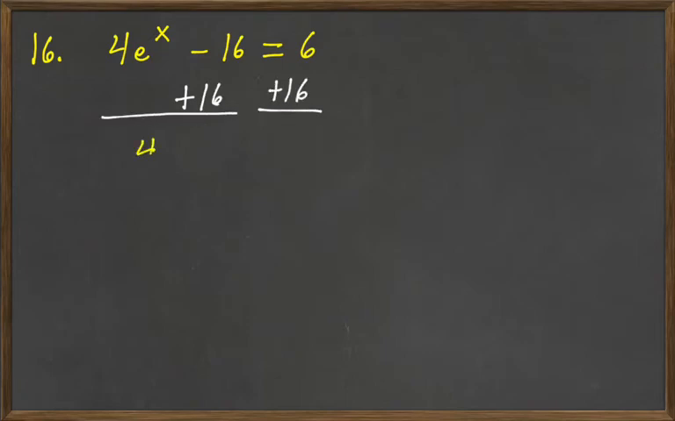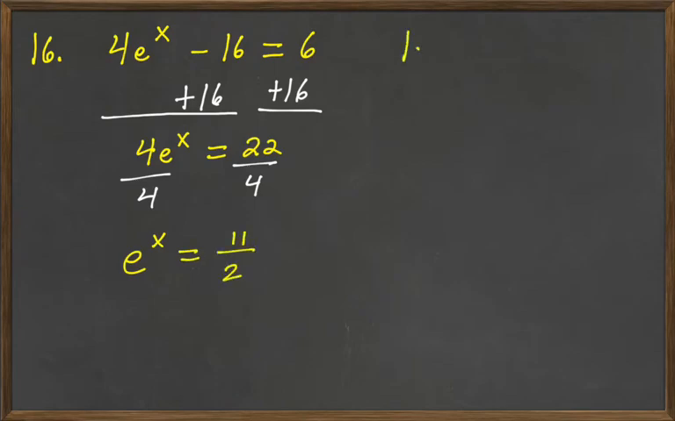And so we have 4e to the x is equal to 22. We'll divide both sides of the equation by 4. So we'll have e to the x is equal to 11 over 2 after we reduce. Now, if we have the natural log of y is equal to x, in exponential form that is e to the x is equal to y. So we're going to go in reverse there.